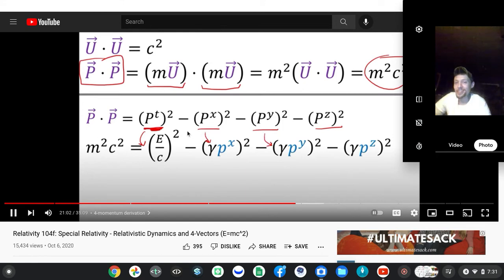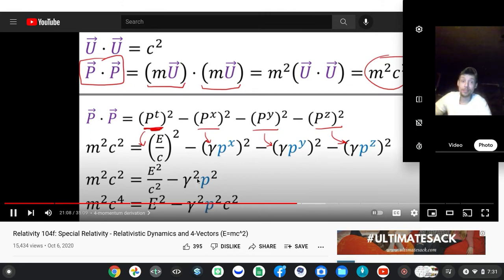and the space components are just the 3 momentum components multiplied by gamma. Now we can multiply all terms by c squared.